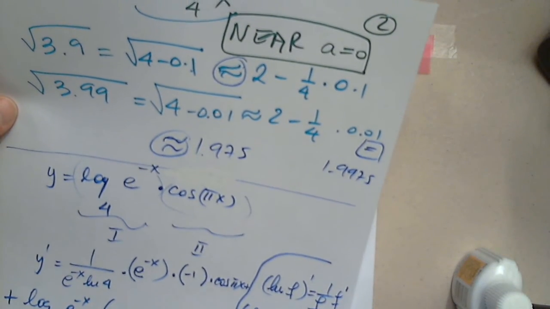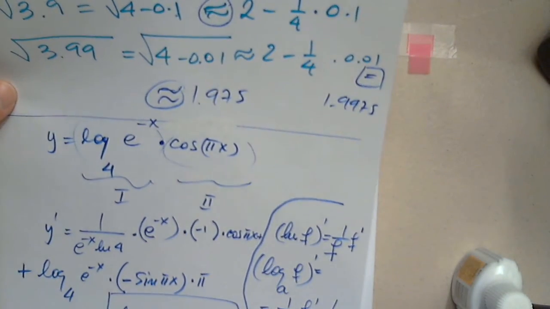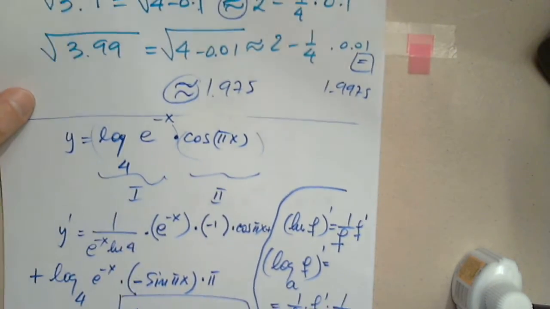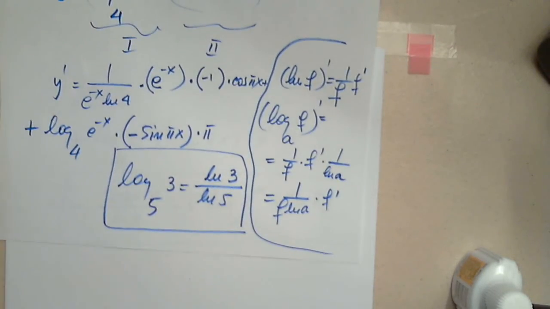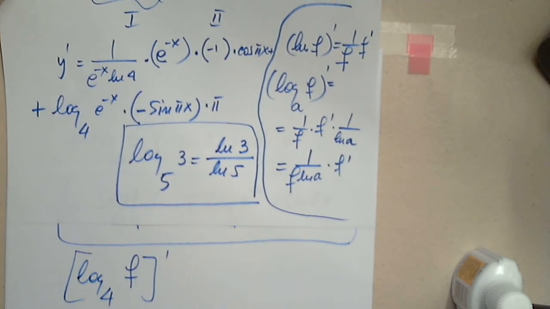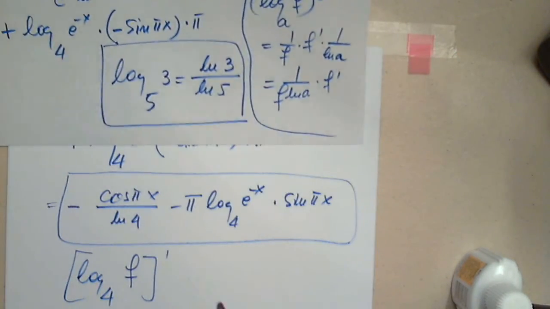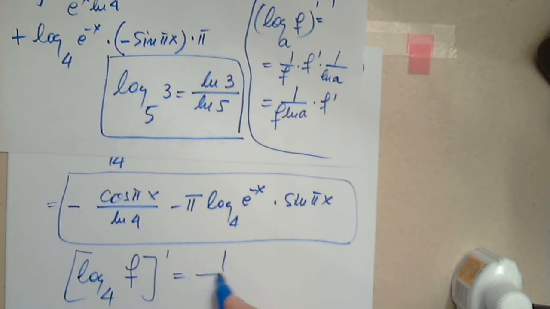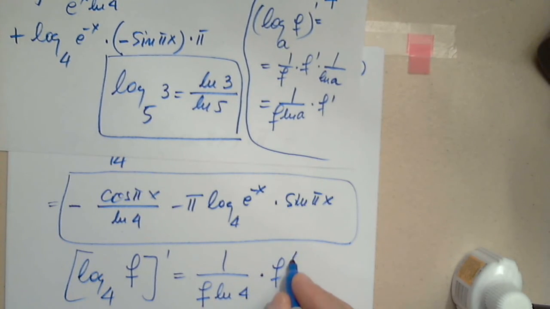So we have 1 over the function times natural log 4, because I'm differentiating log. It's a very good question. So first, let's decompose this. Log base 4 of a function, prime. First, let's not even look at what this is. Leave it alone for a moment. So I differentiate log base 4 of a function and I get 1 over the function, natural log 4, but multiplied by f prime.